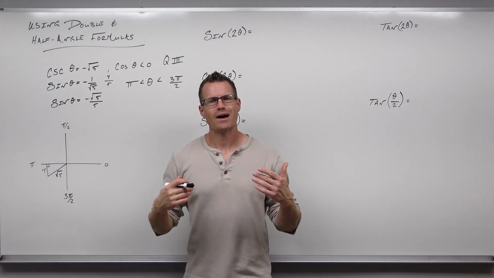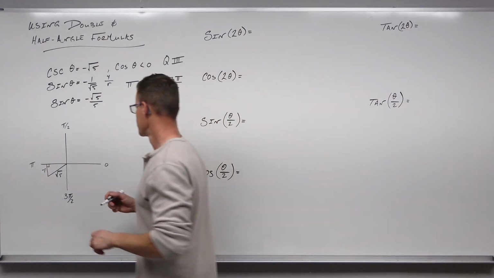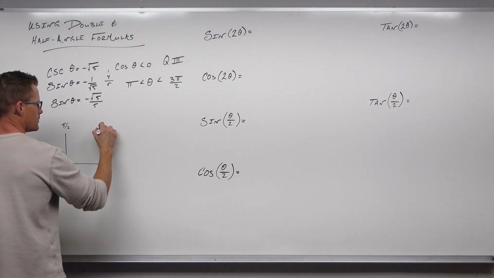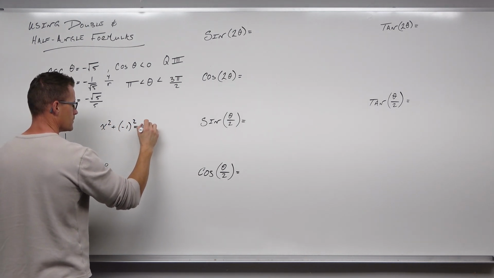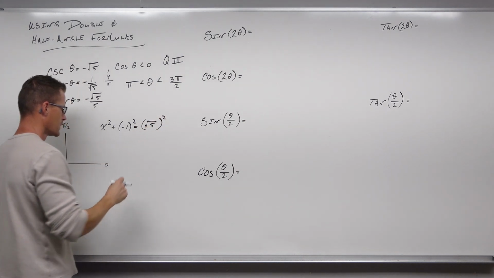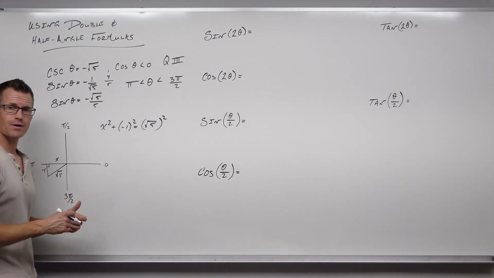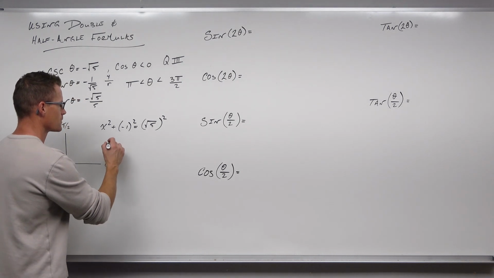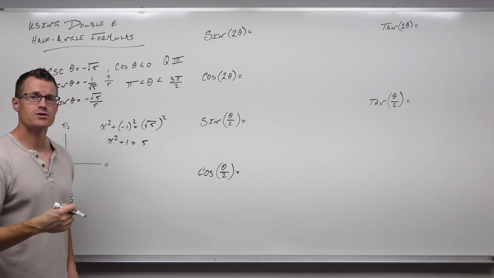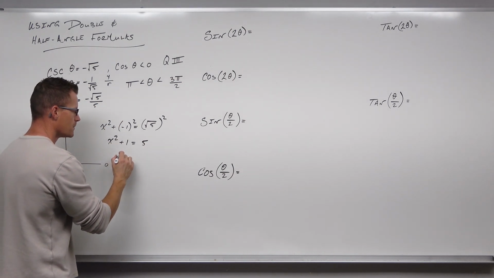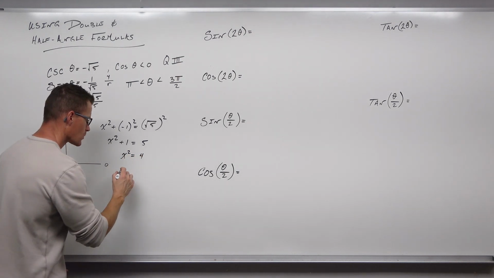From there, we've got to find the x. So we're going to use the Pythagorean theorem and find the x. We'd have x squared plus negative 1 squared equals square root 5 squared. We do just a little bit of simplification here. Square root of 5 squared is 5. If we subtract the 1, x squared is 4. Let's take a square root.